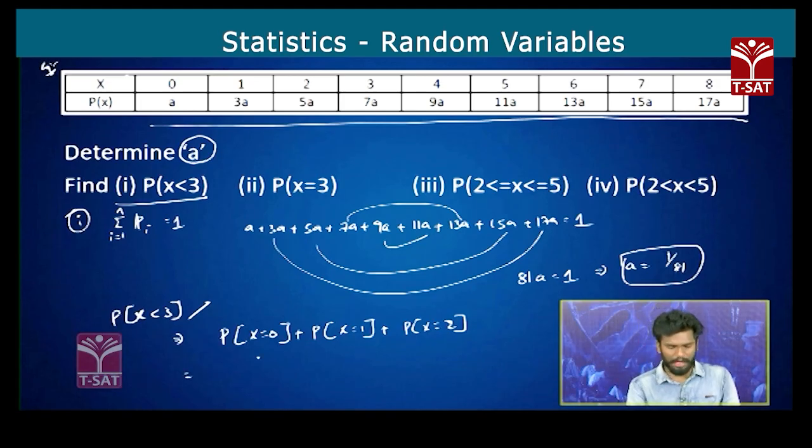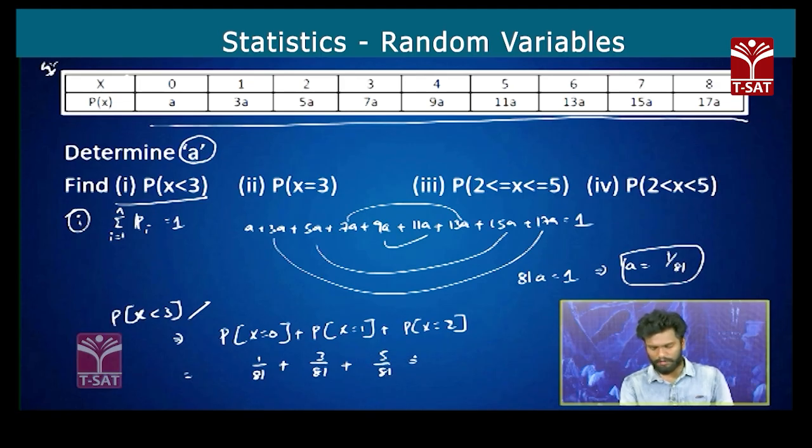Now add the probabilities. When X is 0, it is 1 by 81. When X is 1, it is 3a, so 3 into 1/81 that is 3/81, plus when X is 2, P of x is 5a, so 5/81, which will be equal to 9/81. So that is the value.